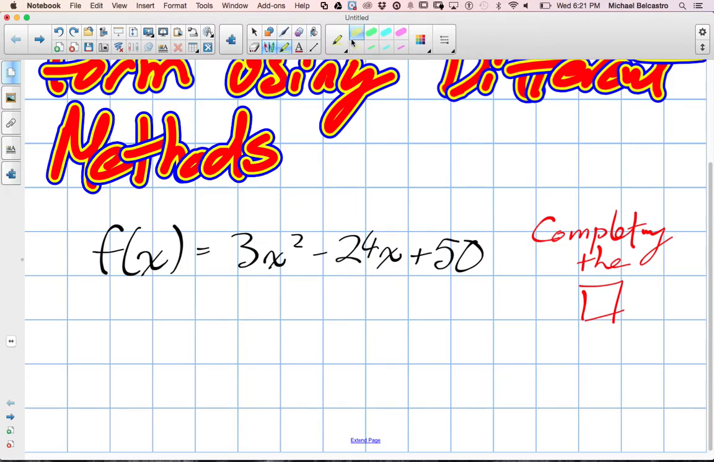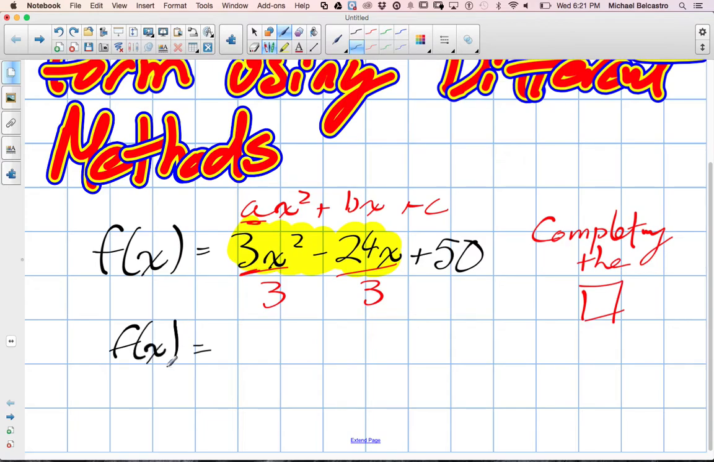Usually the very first step to this is to divide the very first two terms by your a value. So because our a value here, okay, this is in standard form, ax squared plus bx plus c, the a value is the 3, so we're going to divide the first and second term by 3. We're going to common factor it out is really what we're doing here. So f(x) is equal to 3, which becomes our common factor, and within those brackets we have x squared minus 8x, and then again plus 50.